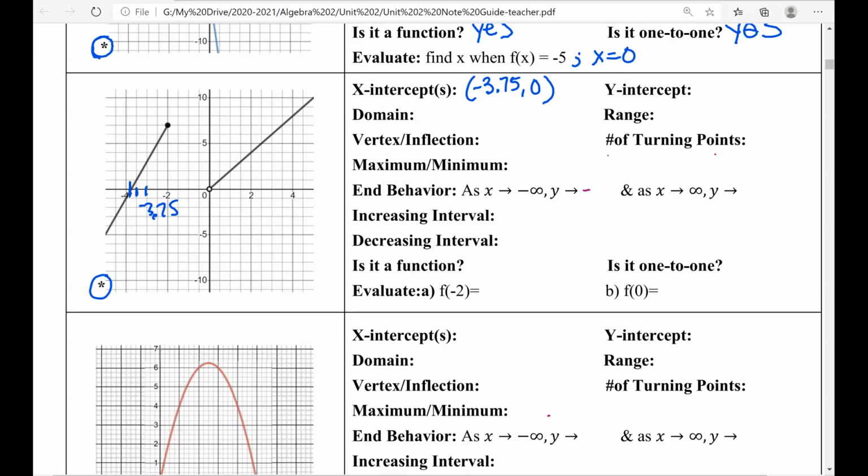Now, how about this point? It looks like it's intersecting the x-axis or touching the x-axis.